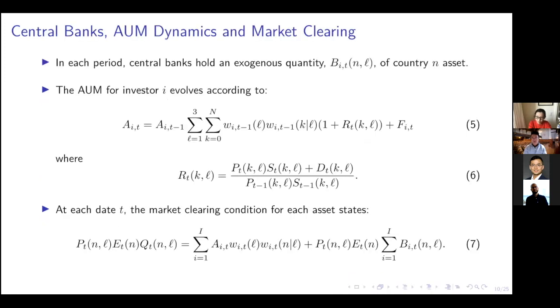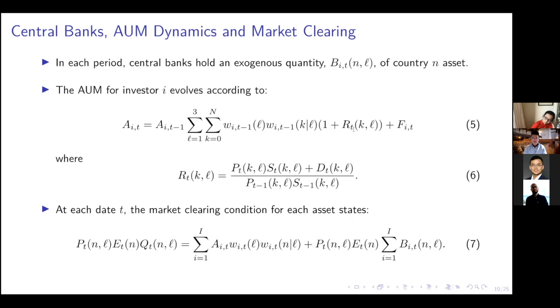All right, so the last equations that we're trying to think about here are central banks, AUM dynamics, and market clearing. So central banks are pretty simple. In each period, there are going to be central banks in each of these investor countries. They're going to hold an exogenous quantity B of the country N assets. We're going to take these Bs, these quantities of assets being held, directly from the data. The AUM of an investor is going to evolve in a very natural way. The AUM today is equal to the AUM yesterday multiplied by the portfolio weights. So we get the holdings yesterday multiplied by the return that the investor gets on those assets plus some exogenous savings, F.